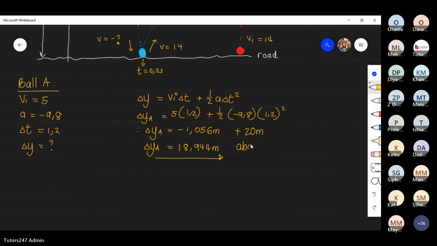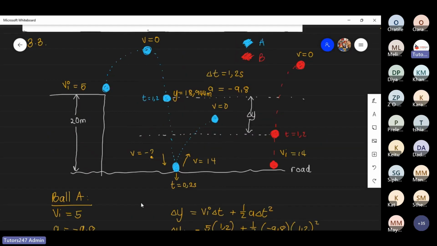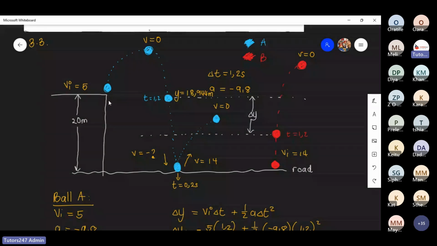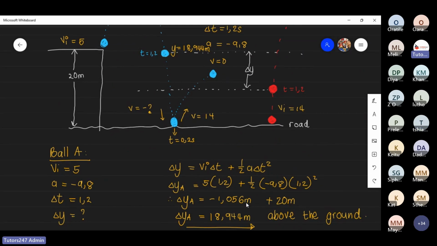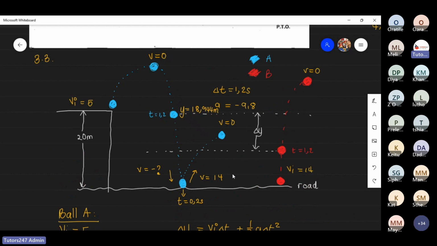Sir, this negative 1.006, I don't seem to understand where it belongs to in the graph. Okay, so take this 20 as the height of your building, right? Now, this height of your building, that 20 meters, comprises the height above the ground of ball A and the displacement of ball A. So the reason we have that negative 1.05, let me double check that value. Negative 1.056.